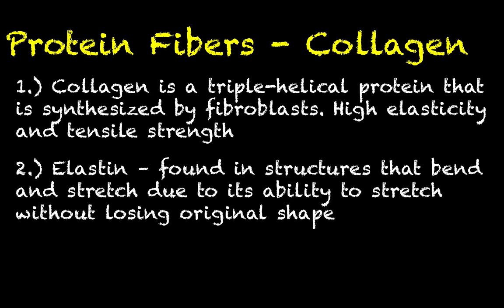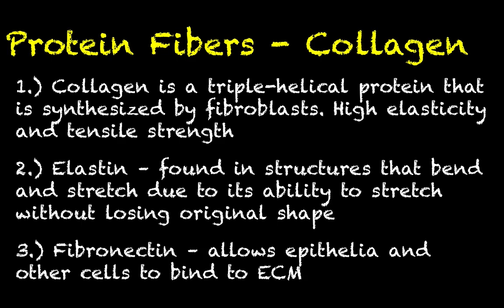Oftentimes you will find a protein called elastin, which, given the name, has a very high capacity to stretch and not lose its original shape. When you talk about something being elastic, you can stretch it out, and then when you let go of it, it can bounce back and retake its original shape. And then another important protein is fibronectin, which helps epithelia and other cells to bind to the extracellular matrix, not unlike what we just talked about with collagen. Now, these are the 3 proteins we're kind of focusing on here, but by no means are these the only proteins that you're going to find in the ground substance of extracellular matrix.